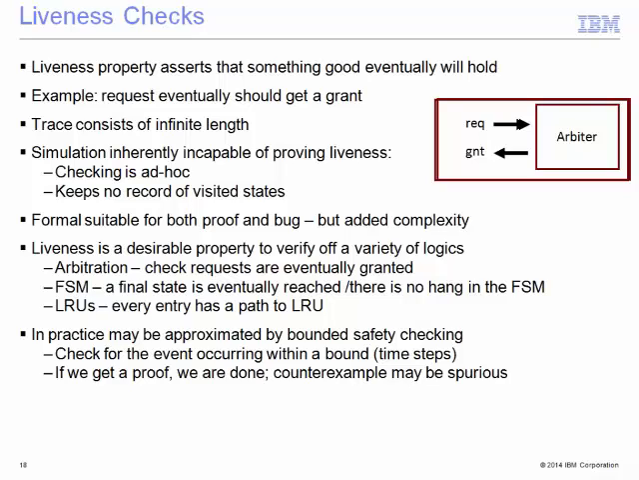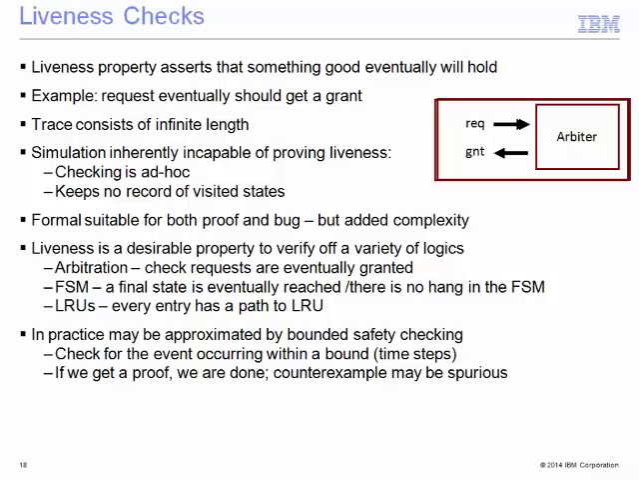So these counter example traces are normally of infinite length, because it would show a trace where a request has come but no grant has come for a period of time. So simulation is actually inherently incapable of proving liveness. This is because that checking is ad hoc and it does not keep track of any of the visited states. It cannot keep track of that. So formal is suitable in that case both for counterexample finding as well as proof.